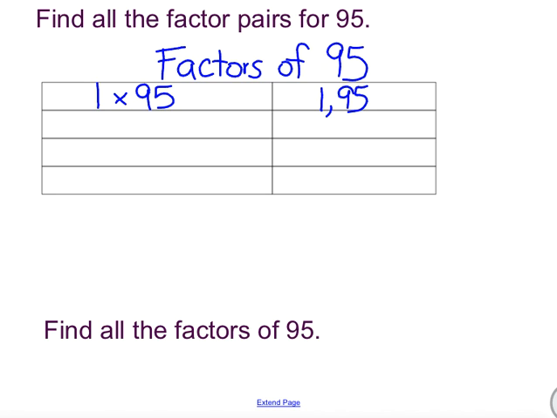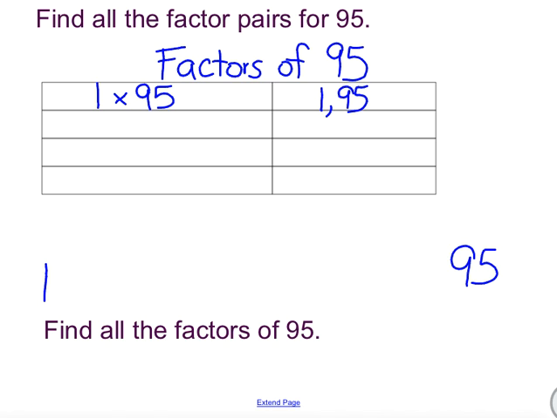Okay, so I could put that in my rainbow, right? So I have 1 over here. And remember, when you're doing the factor rainbow, one factor is on one side of the rainbow, and the other factor is all the way at the other end. So the largest factor is the number itself, 95. So I should have no factor past 95. That's the end of the rainbow, okay?